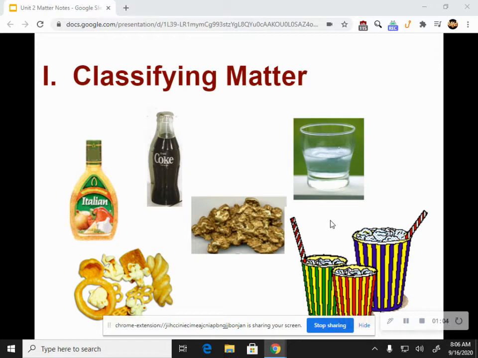or a mass, not a weight. So classifying matter. So if you look at all these things, different things have different substances. So it is still matter. So if it is Coke, it's still matter. If it's water, if it's popcorn, if it's gold, different matter have different classifications. So we have what we call elements, so your periodic table of elements, you have mixtures, and you have compounds.